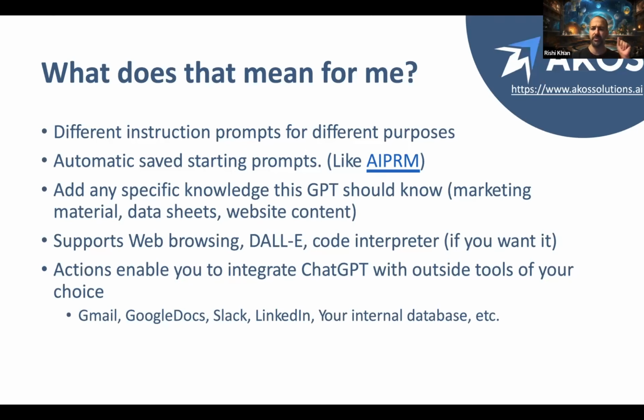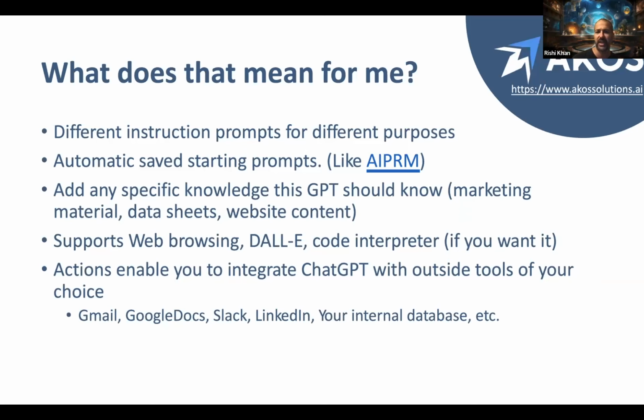So if you want to build a blog, or check for SEO, or do stock price predictions or anything like that, you have different instruction prompts. You no longer have to go and change your custom instruction to whatever you want. The second thing is that you can have automatic saved starting prompts, and you can basically tell OpenAI how you want to interact with the user.